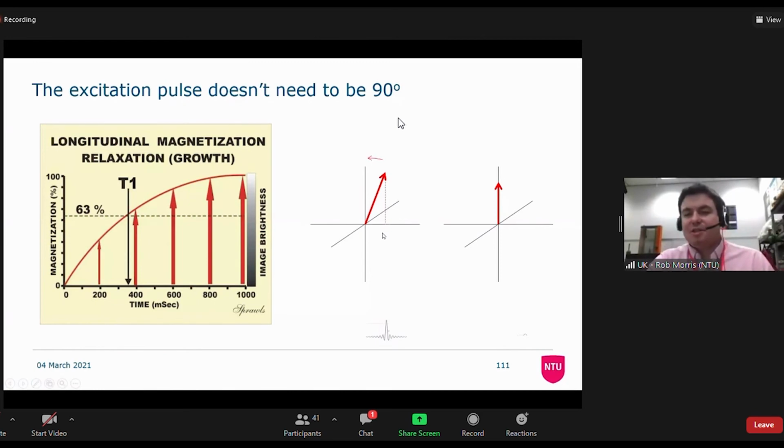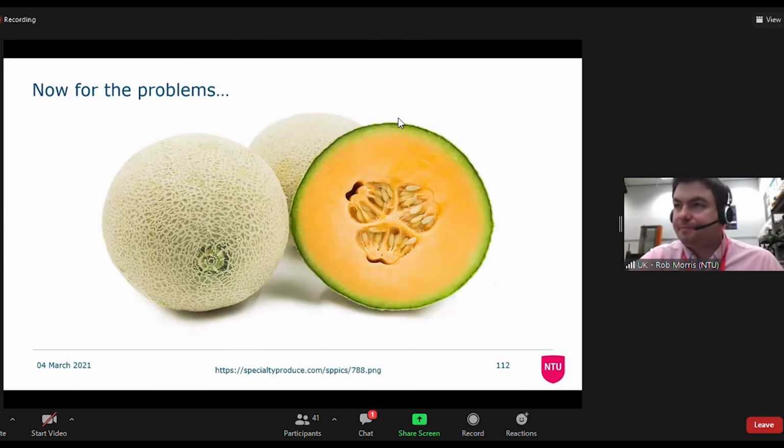Only instead of having to wait 2-3 seconds for it to relax back to equilibrium, now I only have to wait 100 milliseconds, so I can image really, really quickly. SNR suffers, but actually in the grand scheme of things, it's not too bad. Okay, so hopefully you've got a bit of a feel, albeit a very quick one, for how MRI works.